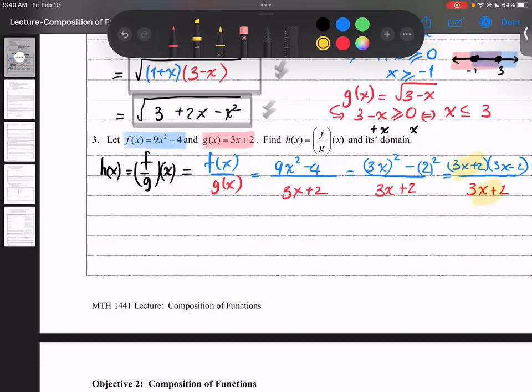Well, last time what did we call those? Removable discontinuity, right? But I'll tell you why we don't call that in this case. So that's your final answer. Can someone tell me what my domain is?